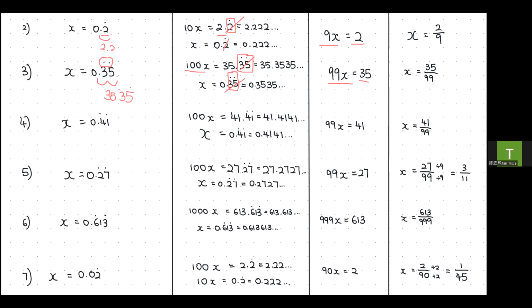Now question 4, x equals 0.41 recurring. Same thing, it has two recurring digits, so also times 100, because it has two decimal places, move two steps backward, equals 41.41 recurring decimal. And then also the decimal place. So 100x minus x equals 99x, 41.41 recurring decimal minus 0.41 recurring decimal equals 41. So x equals 41 out of 99.